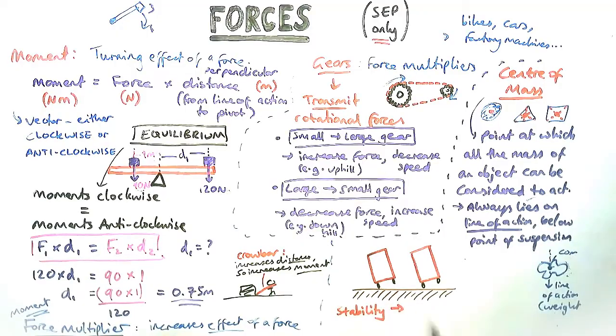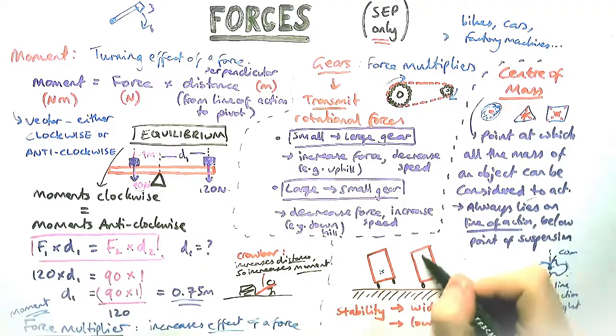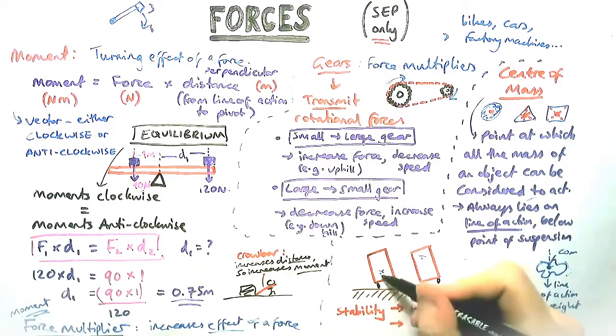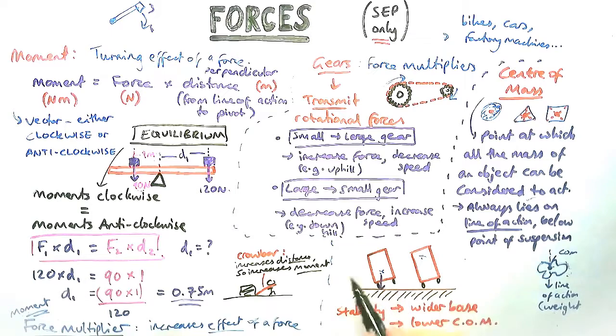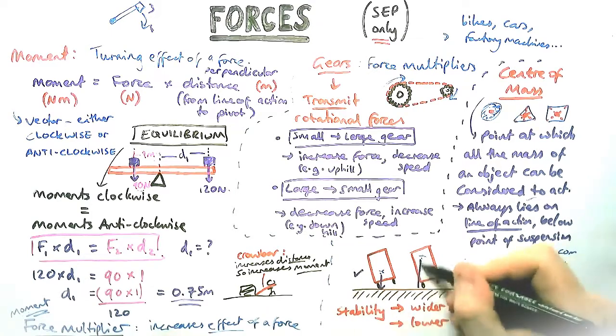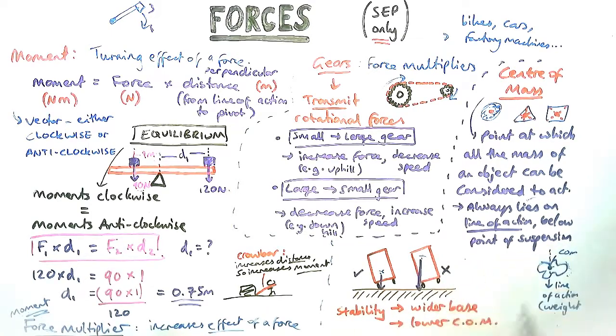How do we apply this then? So for stability, for objects to become stable, they need two things. They need a wide base and a low or lower center of mass. So a wide base, we've got two examples here. These are two double-decker buses that are going around a bend at an angle. Let's say for the first one, the center of mass is low. You can see how, if I draw a line of action, the line of action is within the wheel base, so it will be stable.